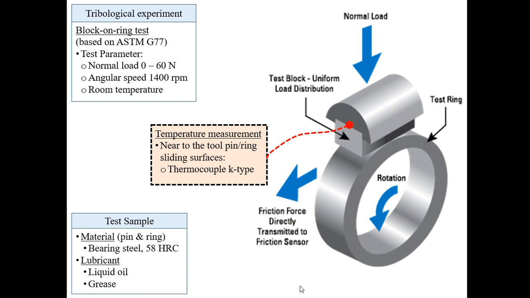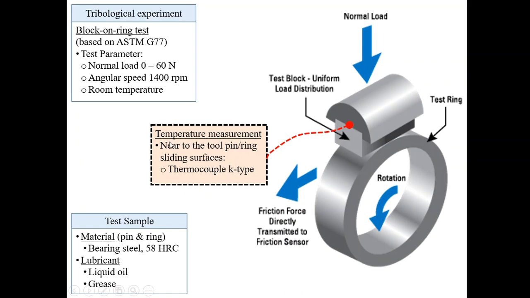We're going to perform 3D finite element simulations in LS-Dyna. For this tribology experiment, or we can say a rolling contact fatigue test, based on a block-on-ring setup. Here you see there is a normal load applied to the pin ranging from 0 to 60 newtons, and the angular speed of the ring here is 1400 rpm, and it's running at room temperature.